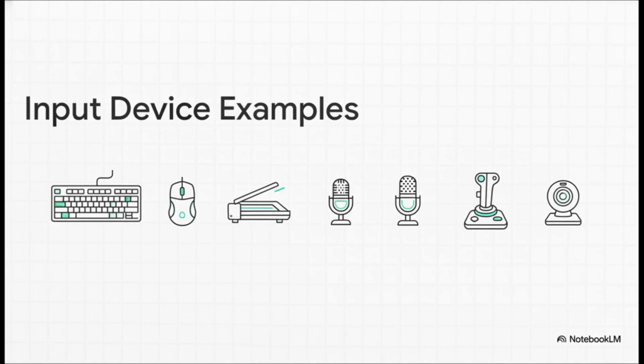You literally use so many of these every single day without even thinking about it. The keyboard, obviously, is your primary tool for typing and giving commands. The mouse helps you navigate by pointing and clicking around your screen. A scanner is pretty amazing because it digitizes your physical paper documents. For your voice, you're going to use a microphone, while gamers out there use joysticks for that super precise control. And finally, a webcam captures your real-world physical image and brings it straight into a digital system.